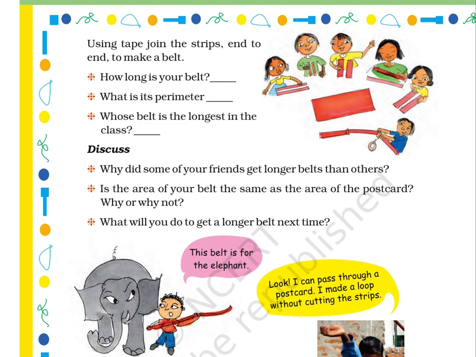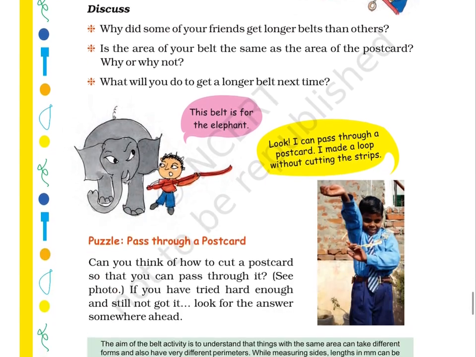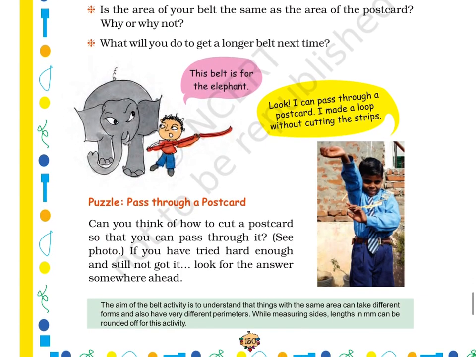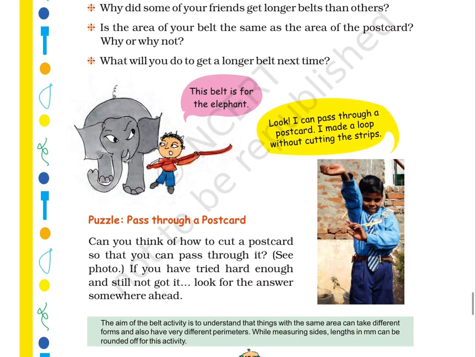Discuss. Why did some of your friends get longer belts than others? Is the area of your belt the same as the area of the postcard? Why or why not? What will you do to get a longer belt next time? Below the picture of a boy holding his belt, and he is standing next to an elephant. He is telling us, this belt is for the elephant.